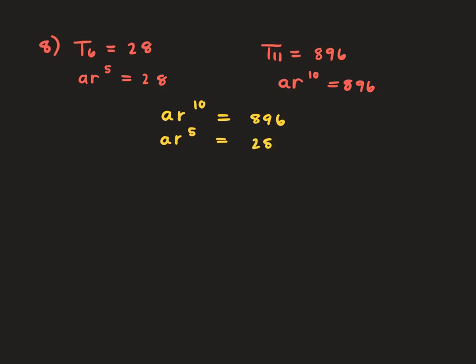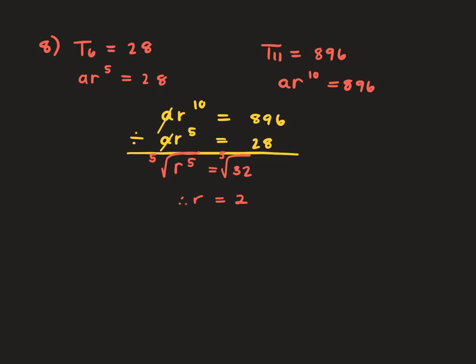Remember what you do, you divide these two, because then the a's cancel each other out, and you're going to say r to the 10 divided by r to the 5 is r to the power of 5. Then we work out what is 896 divided by 28. That is 32. So now you're going to find the fifth root on each side. And the fifth root of 32 is just simply 2. All right, so our constant ratio is 2.